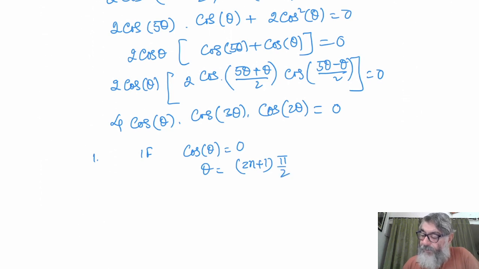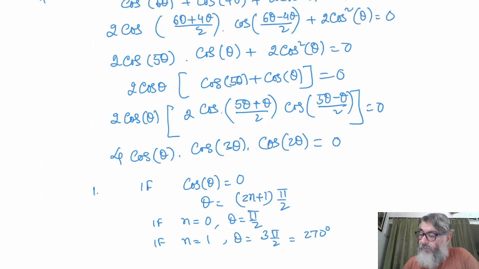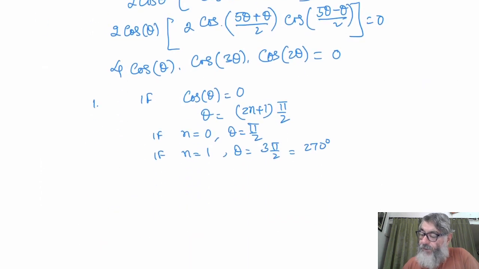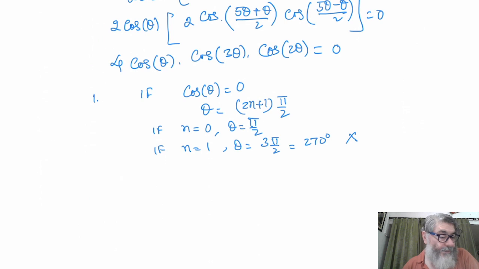Now if n is 0, it will be how much? Pi by 2. Theta will be pi by 2. Naturally cos 90 is 0. If n is 1, theta is 3 pi by 2, that will be 3 into 90, 270. But since we are talking of less than 180, it is not acceptable.